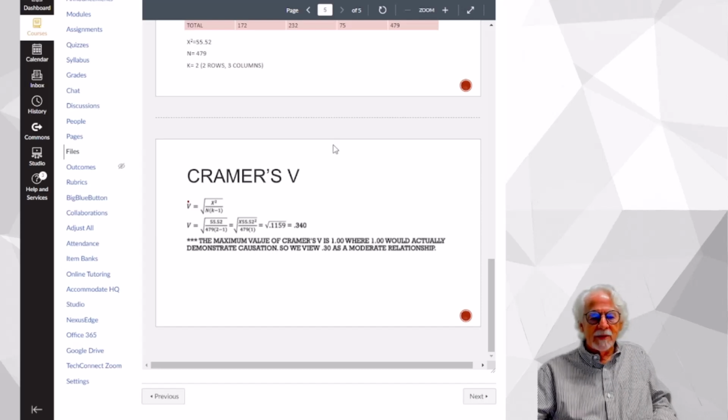As I said, 1 is the maximum value, and in this case, 1, the perfect relationship, would actually be demonstrating causation, which, as we know, is extremely difficult to prove. So we really look between 0 and 0.5, and you don't need to know any of this for the exam. But I will let you know that 0.30, or in our case 0.34, is what we consider a moderate relationship. It's not extremely strong, but it is strong enough to have an impact.